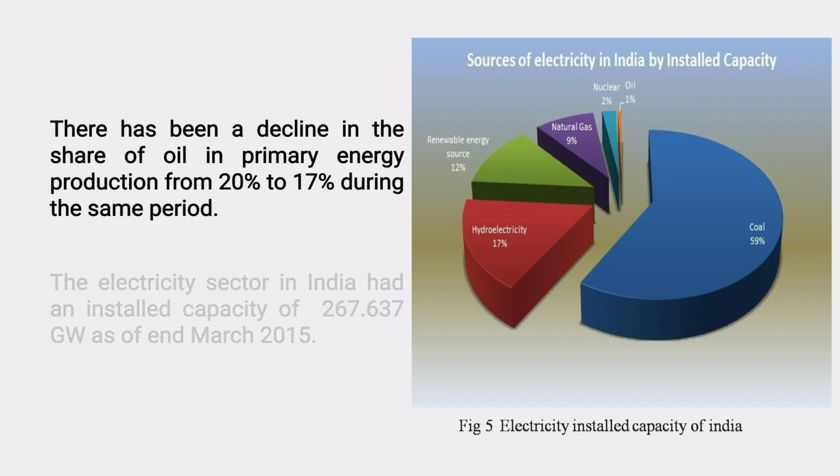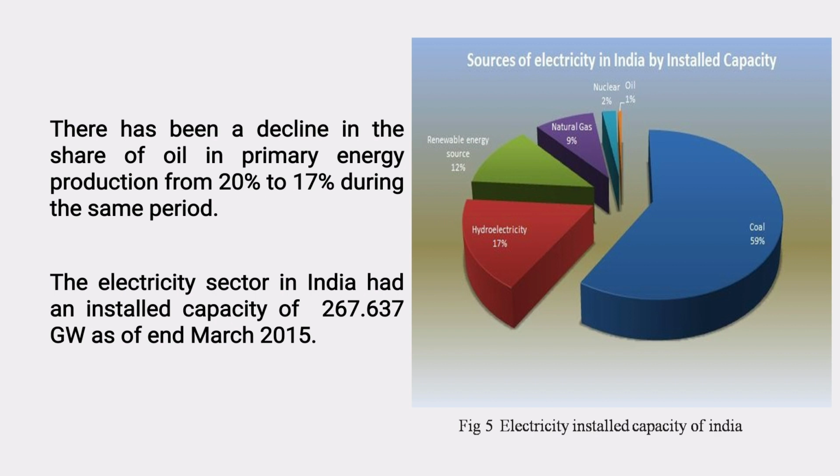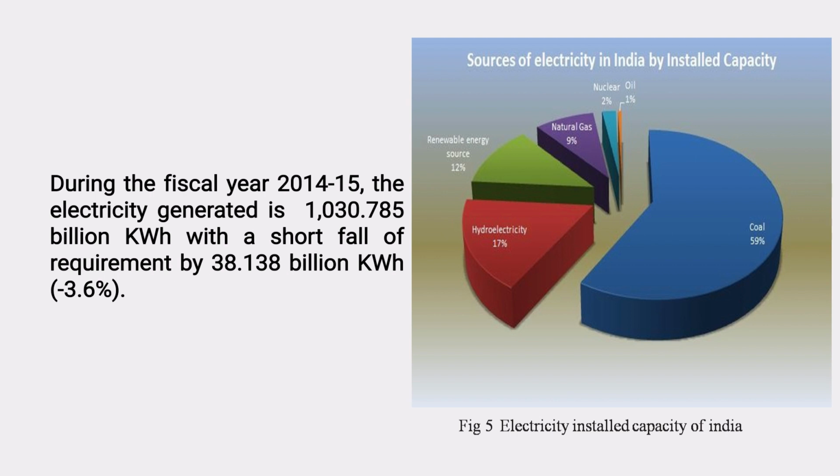same period. The electricity sector in India has an installed capacity of 267 gigawatts as of the end of March 2015. During the fiscal year 14 and 15, the electricity generated is 1030 billion kilowatt hour with a shortfall of the requirement by 38.